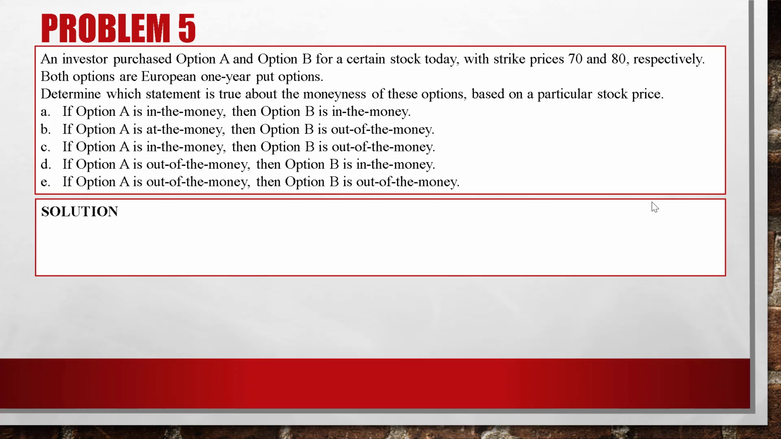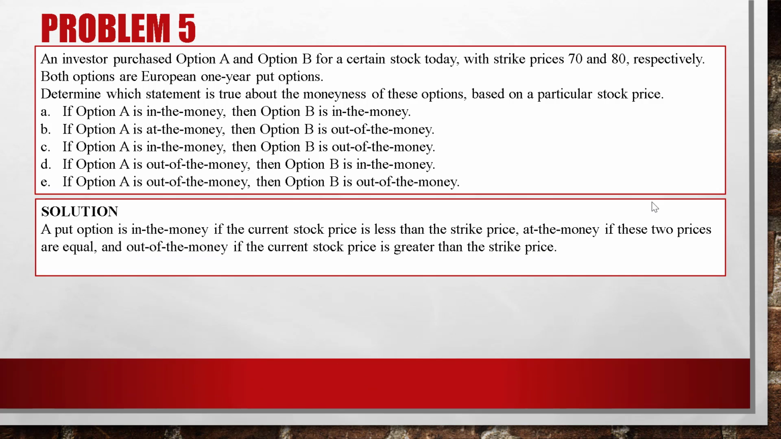This is a put option. So a put option is said to be in the money if the stock price is less than the strike. At the money if the stock price is equal to the strike. And it's said to be out of the money if the stock price is greater than the strike. So now we're going to justify each of these statements one by one.